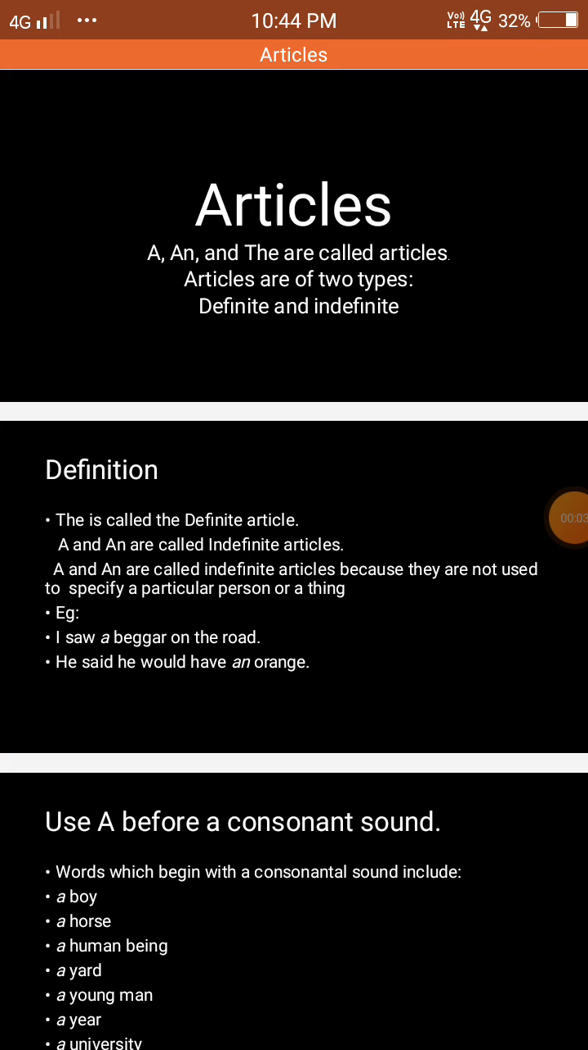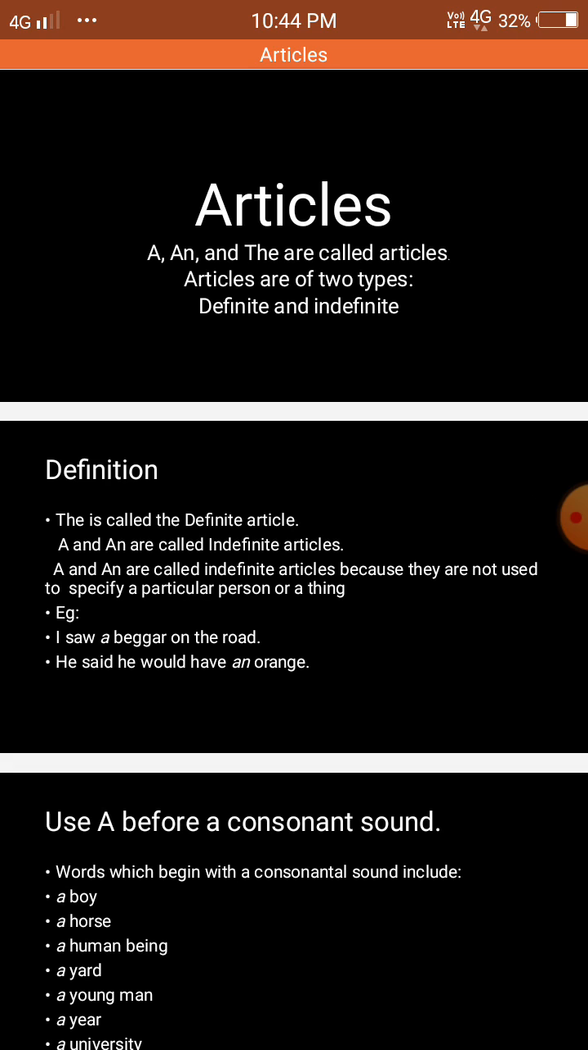Dear students, both of first BA and first BSc, we shall be dealing with a part of grammar that you have to study this year, that is articles.